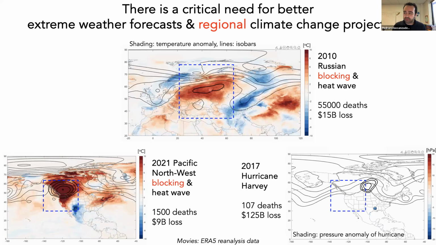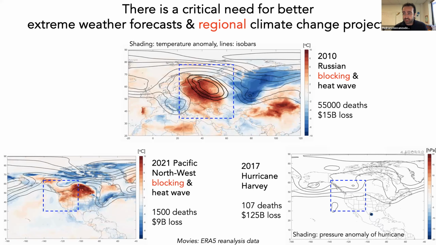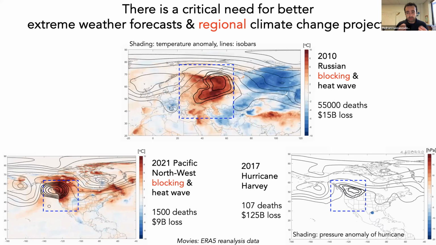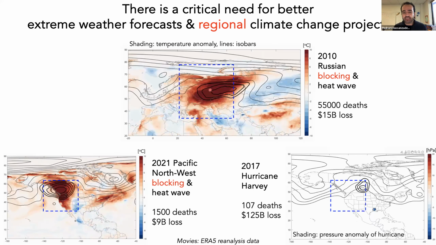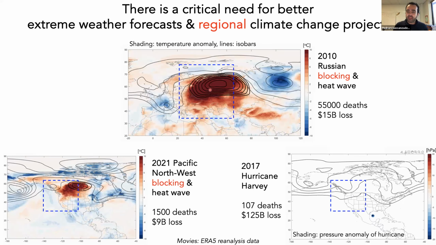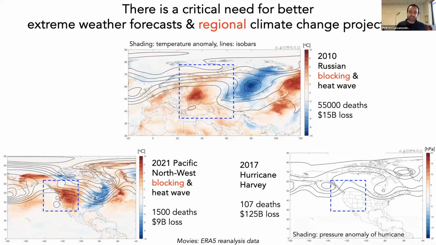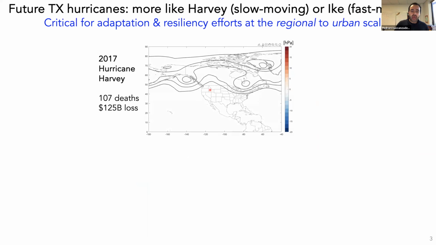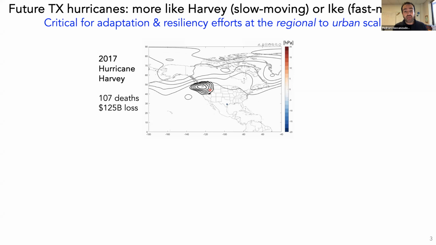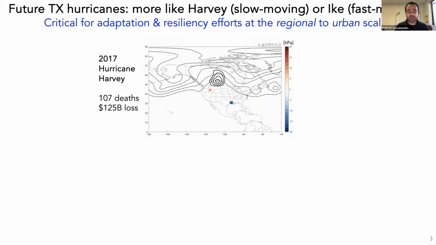Now, we need to understand the effects of climate change across the scales, from the global to the regional and urban scales, like the scale of a state or even a city. But understanding the effects of climate change at the smallest scales, which is actually what we really need for adaptation and resiliency efforts, can be very difficult because, as I'll discuss, it becomes very difficult to reduce the uncertainties that we have in these projections. To give you an example, since Hurricane Harvey, a major question in climate science has been whether in the future it becomes more likely for Texas to get slow-moving storms like Harvey or fast-moving storms like Hurricane Ike in 2008.